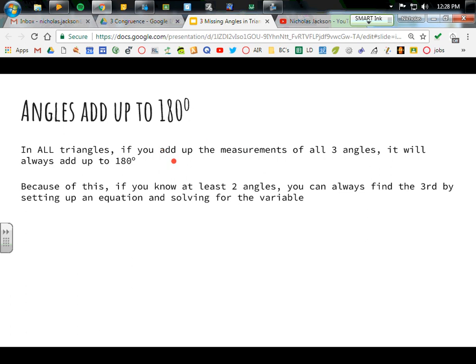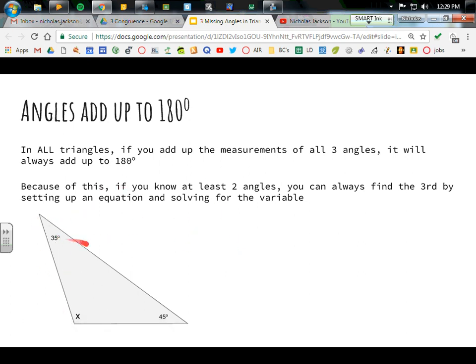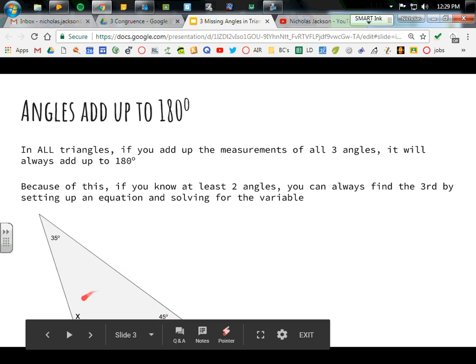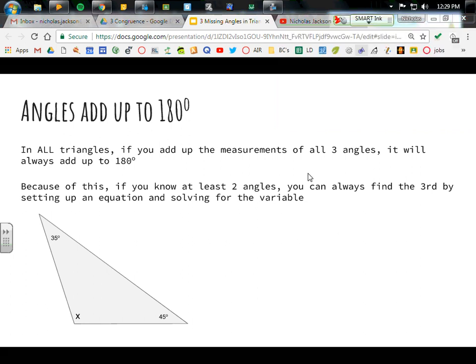Because of that, if you know at least two angles, you can always find the third by setting up an equation to solve for the missing angle, which you should give a variable. For example, here we have a triangle with angles identified as 35 degrees and 45 degrees, and we are missing this angle right down here. So let's set up our equation to solve.